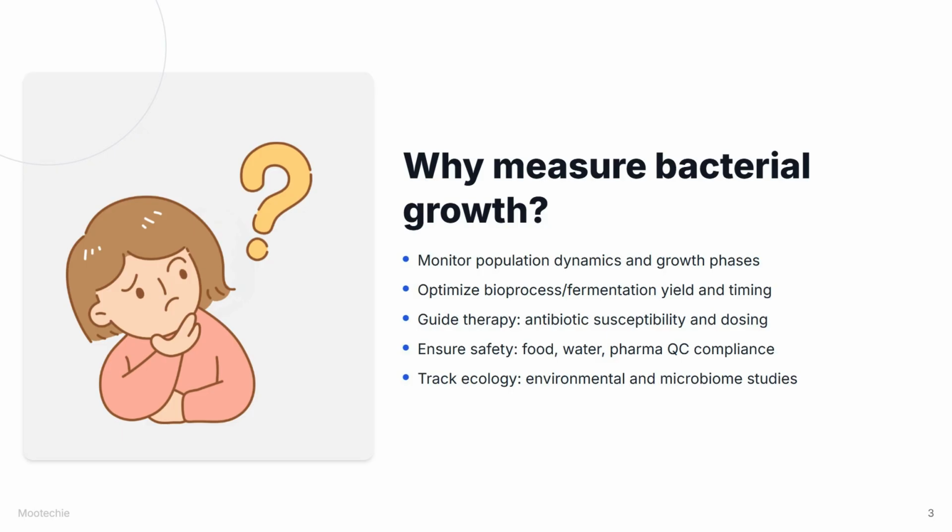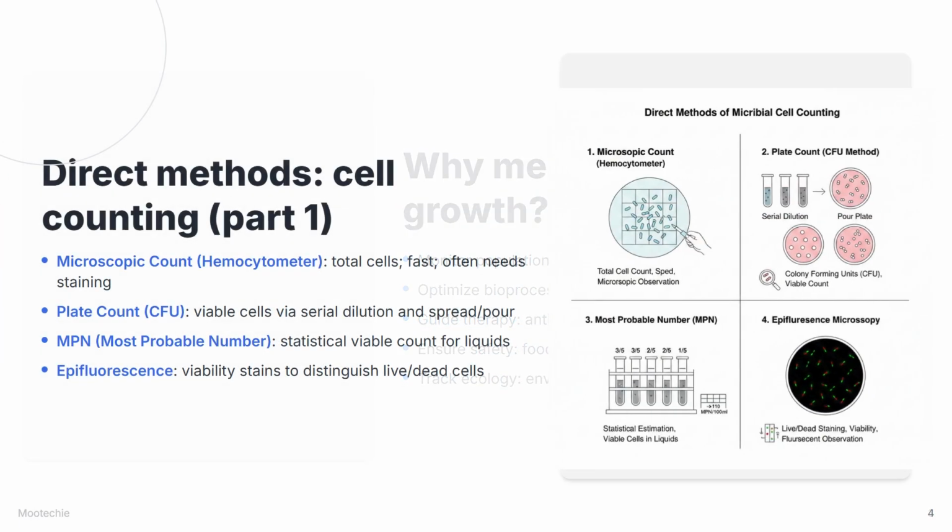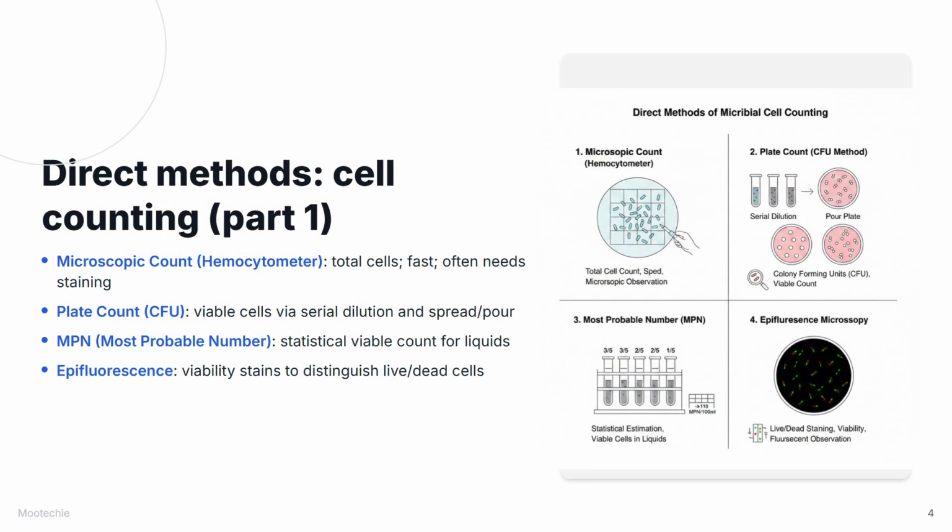Fourth, to ensure safety in food, water, and pharmaceutical quality control compliance. We need to know if harmful bacteria are present. And finally, to track ecology in environmental and microbiome studies, helping us understand the role of bacteria in various ecosystems. Now, let's look at the direct methods for counting cells.